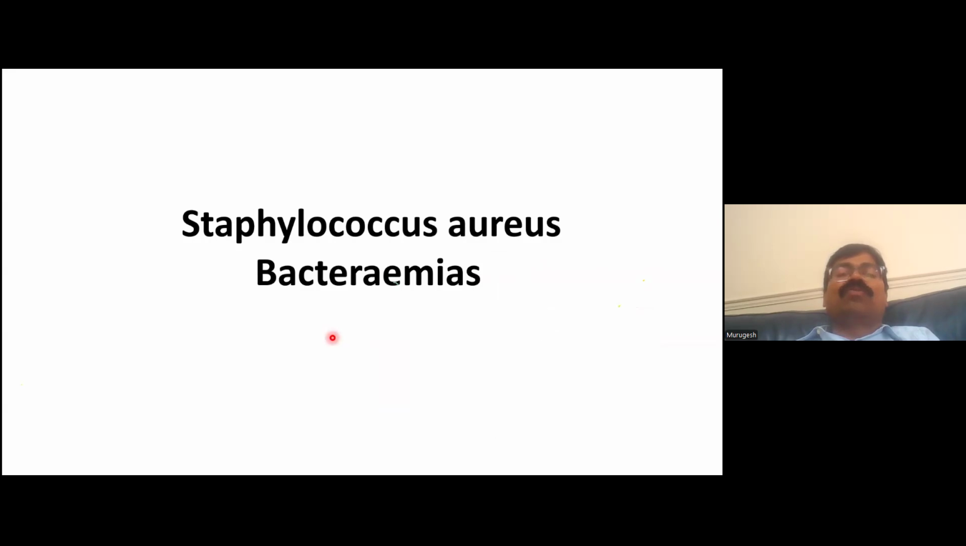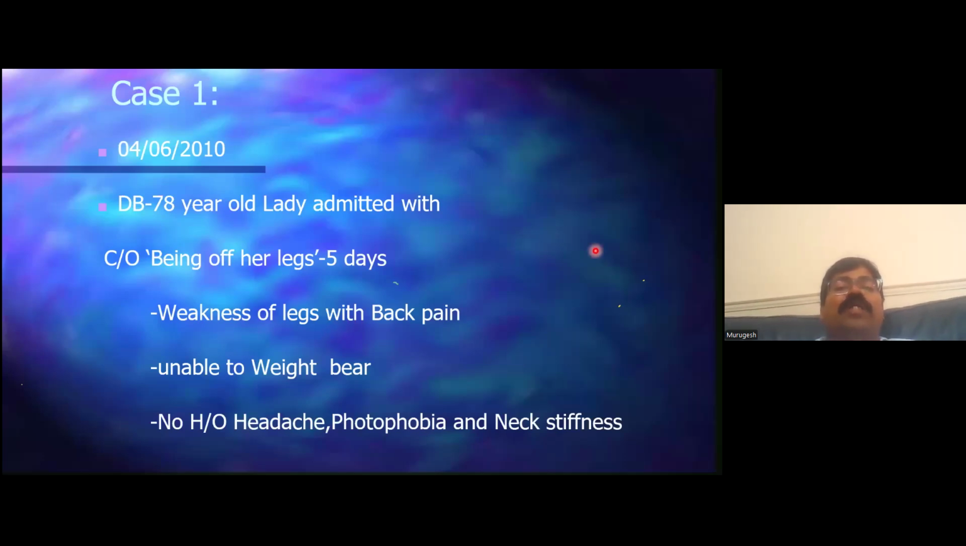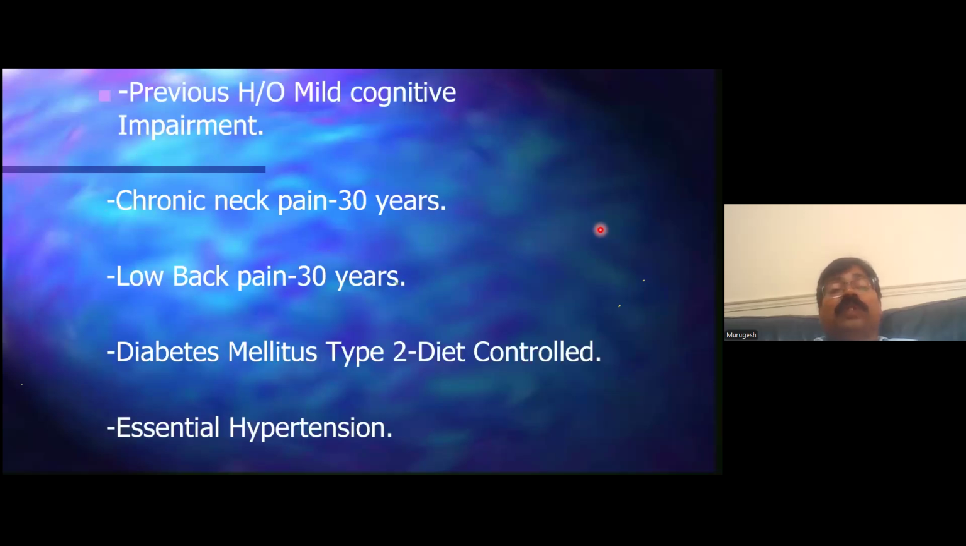So now I will go through a few clinical cases, just to show the use of pharmacokinetics and dynamics in treating a few Staph aureus bacteremias, and I have a fungal infection as well as an example. This is a patient who is a 78-year-old lady. She came in with a history of leg weakness for 5 days with back pain. She was unable to weight bear, no history of headache, photophobia, and so no meningism. She complains of chronic neck pain for 30 years and low back pain for 30 years, as expected in the elderly.